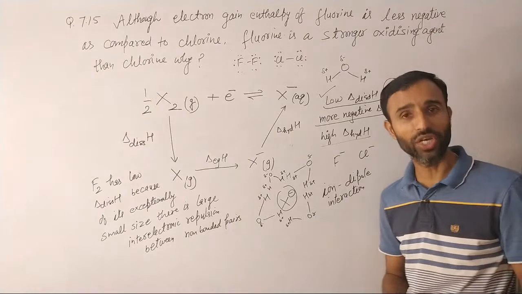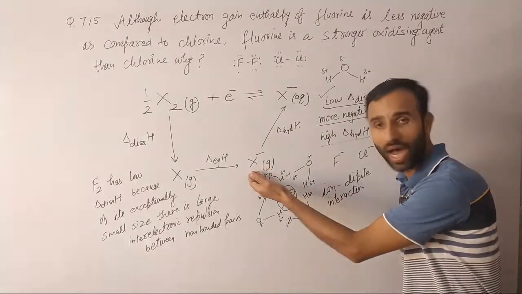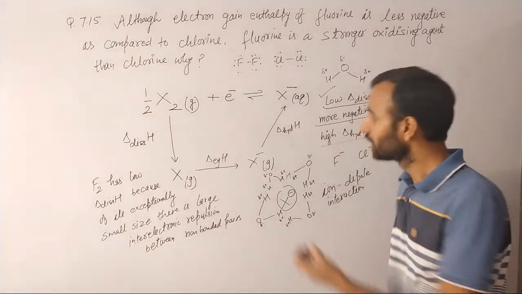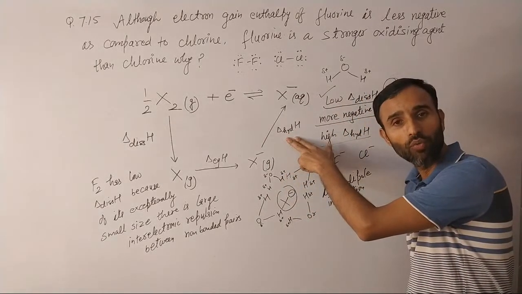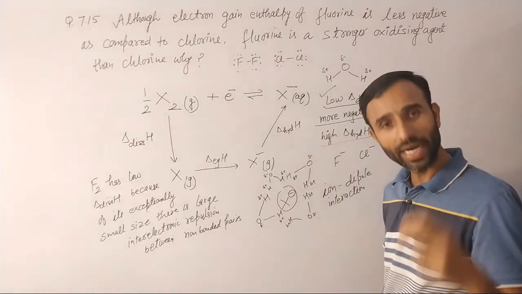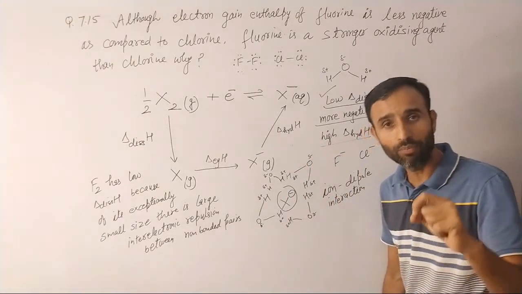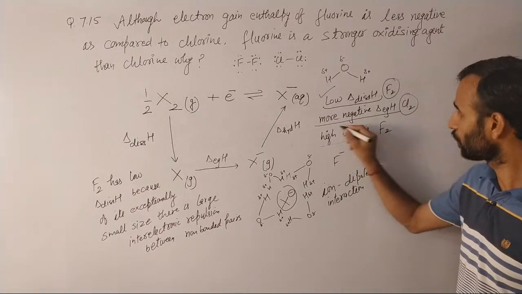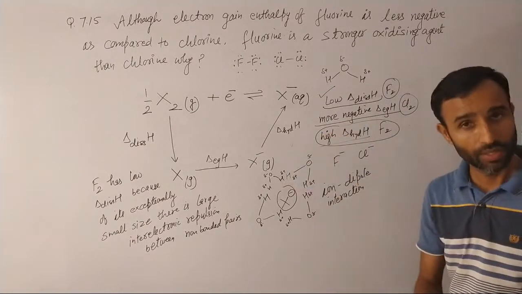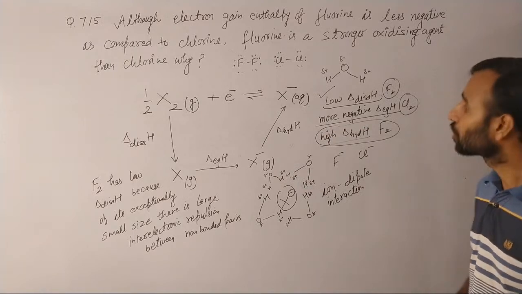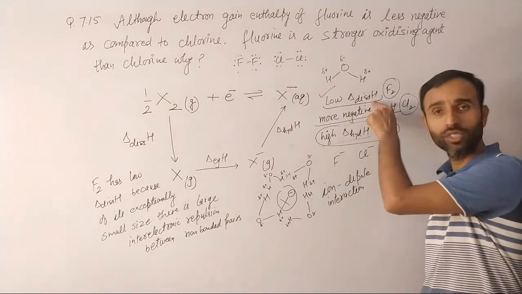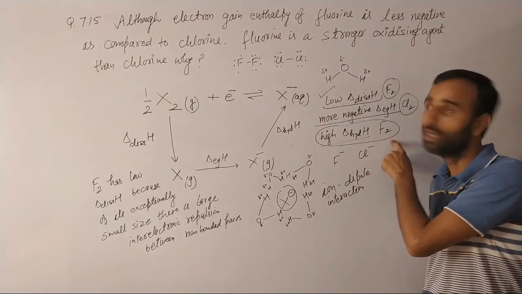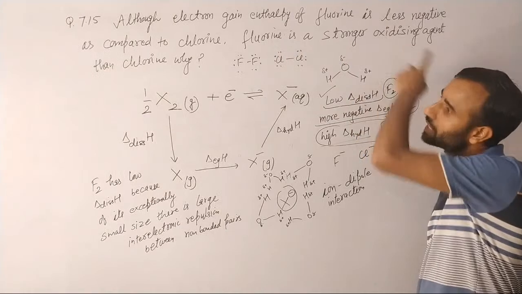The energy released when 1 mole of ions interact with water is called enthalpy of hydration, or simply hydration enthalpy. So hydration enthalpy of fluoride is more. So this value favors fluorine. So we will write, because of the low bond dissociation enthalpy and high hydration enthalpy of fluorine, fluorine is a stronger oxidizing agent than chlorine.